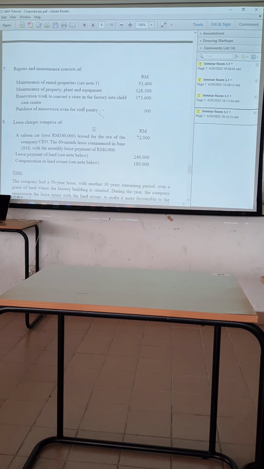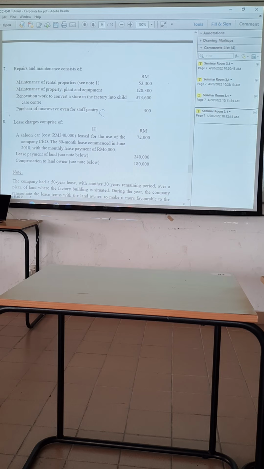When talking about repair and maintenance, most likely you have to see whether it is a capital expenditure or a revenue expenditure. If a capital expenditure, it is not allowed, but if a revenue expenditure, it is allowable. So for example, maintenance of rental property. The expenditure is related to your rental income, so it should be taken out, because all this is related to manufacturing. Profit before tax, the 1 million is for your manufacturing business. But this expenditure is incurred for your rental, which is business income number 2. So you add back 53,400, but then that amount you deduct against your business income over there.